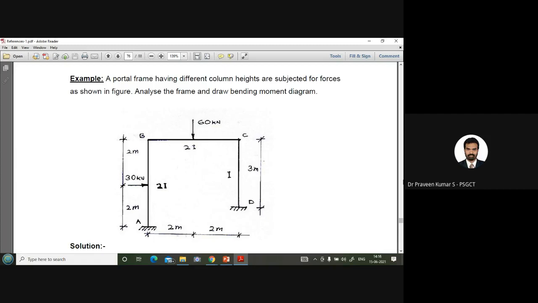A point load of 30 kN is applied at the center of AB, at a distance of 2 meters. Similarly, on BC, 60 kN. If only this load were there, it would be symmetric, but there is a change in the length of AB and CD. So obviously you have to solve this problem as a case with sway. Please write this down and tell me in the chat box, or unmute yourself and say that you have completed the problem, so that we will discuss the answer step by step.